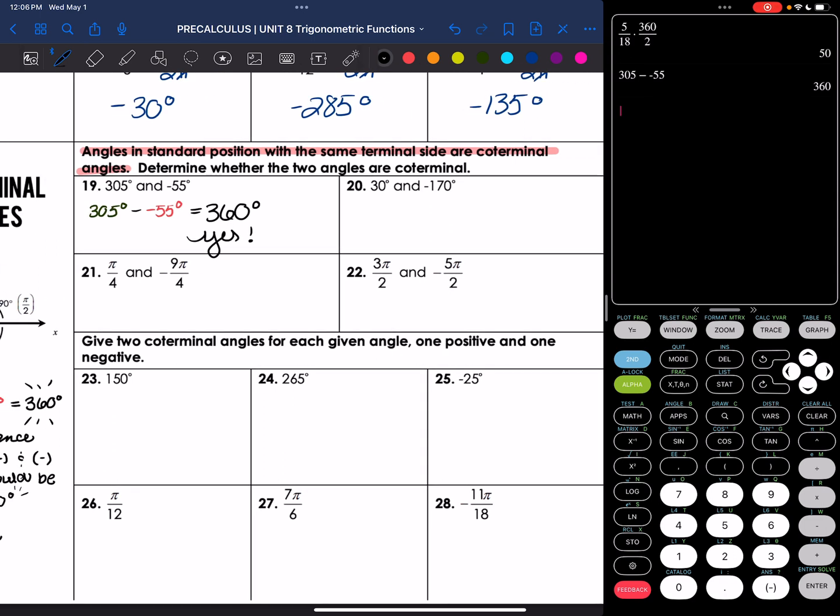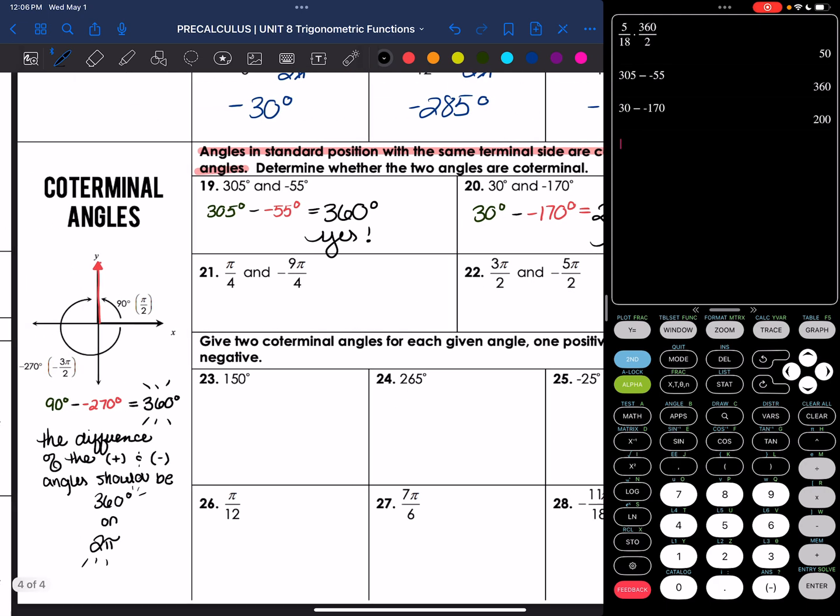What about, for example, 20 here? Would 30 and negative 170 be examples of coterminal angles? Can you guys try that one? Well, you would be taking 30 degrees and subtracting from that a negative 170. And the result of that is not going to give you 360. It's only 200 degrees. So this is a solid no, not coterminal. They do not end in the same location.